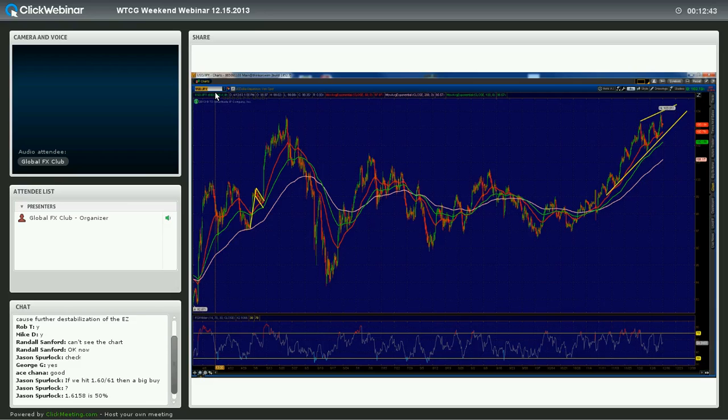We have some other data this week that you're going to want to pay attention to. We have Kiwi GDP on Wednesday. We have U.S. home sales, U.S. building permits, U.S.